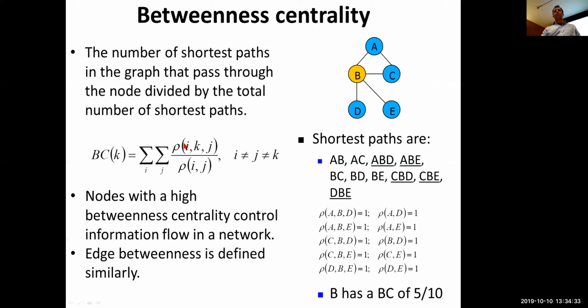So nodes with a high betweenness centrality control the information flow of a network, and the edge betweenness is defined in the same way, basically the number of paths that go through a particular edge versus the total number of paths. Here the shortest paths are from A to B, A to C, A to D, A to E, and so on and so forth. To trace from A to D, I have to go through B, and from A to E, I have to go through B. These are all the shortest paths that go through B, and these are the shortest paths that don't go through B, the ones that are not underlined. So what is my betweenness centrality? I can basically get a betweenness centrality score of 5 out of 10. Everybody with me so far?